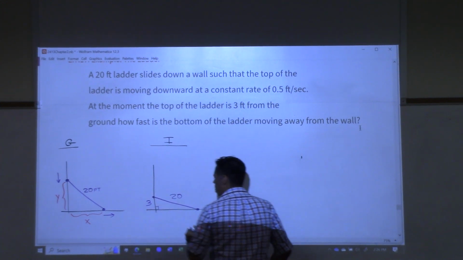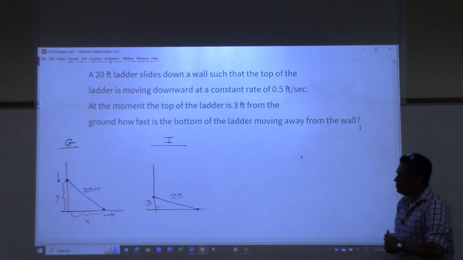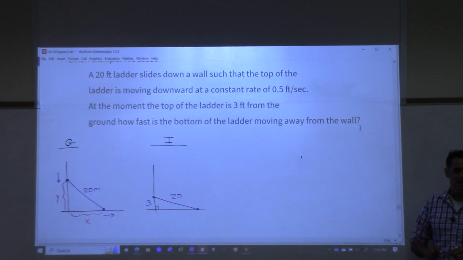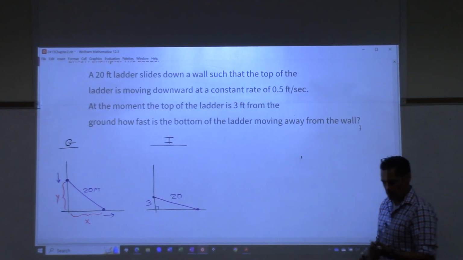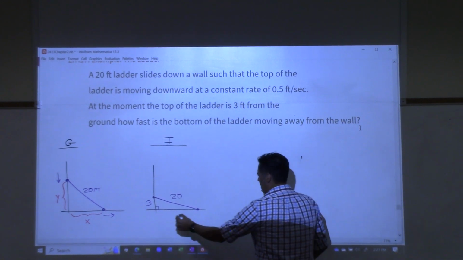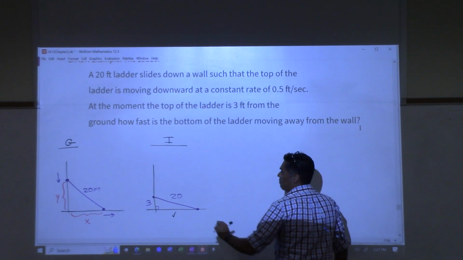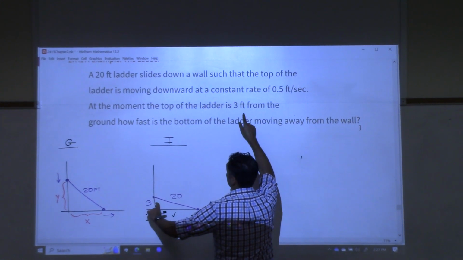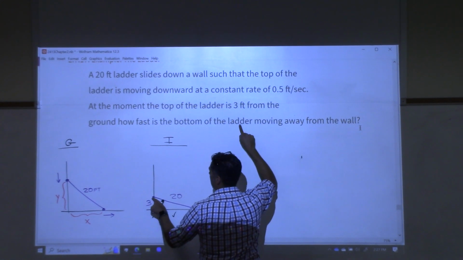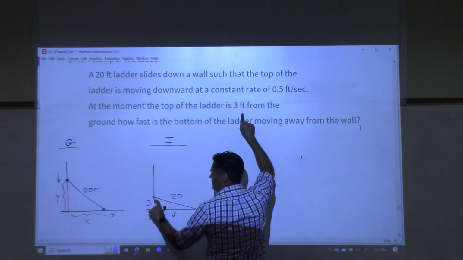Of course, that's a right triangle there. And if I know those two sides, then I definitely am going to be able to find that other side if I need it, right? Okay, so I'm just going to put a little check there. I know I can get that if I need it. The height, it says the distance, right? At the moment the top of the ladder is 3 feet from the ground, right there.